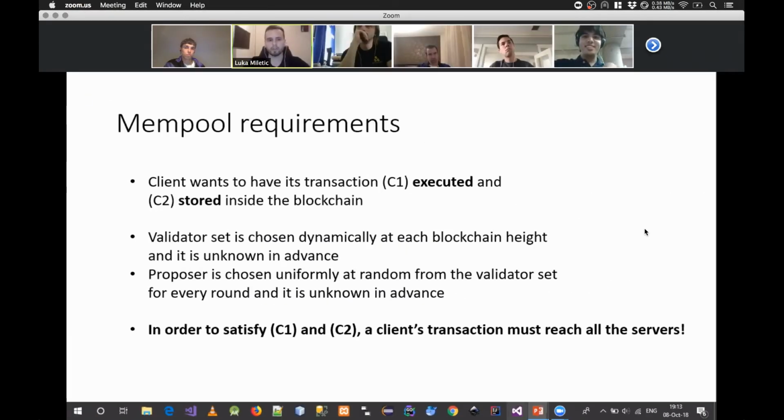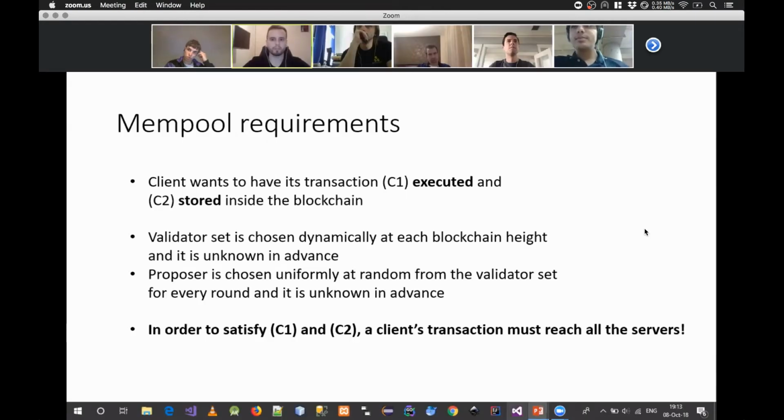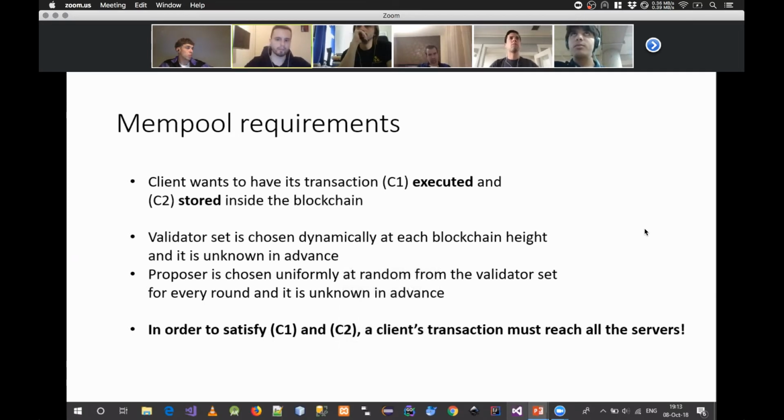As far as the consensus algorithm is concerned, as we know, the validator set is chosen dynamically at each blockchain height, and it is unknown in advance. Furthermore, the proposer is chosen uniformly at random from the validator set for every round that is instantiated during the consensus algorithm. So in order to guarantee that conditions C1 and C2 will be satisfied, we may conclude that a client's transaction must reach all the servers in the network, which basically means that our gossiping algorithm has to operate in such a manner that will guarantee that when a full node receives a client's transaction, that transaction will eventually reach all the correct servers in the network.